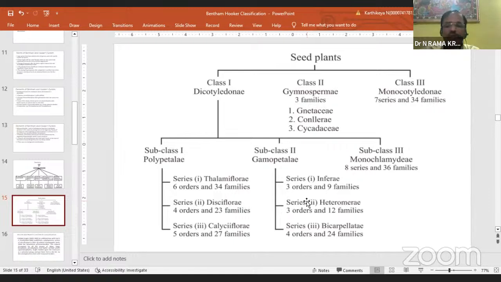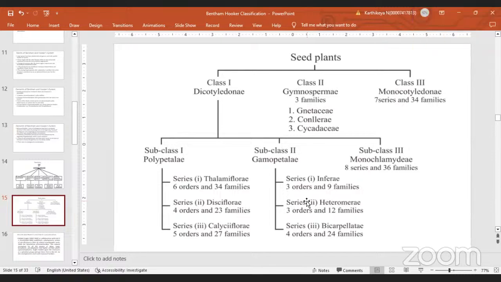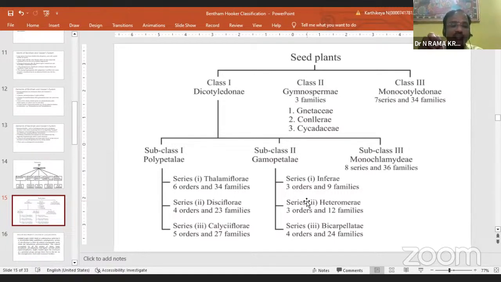Here three series are there. What is Inferae? Please tell me, what is the meaning of Inferae? Ovary is inferior. The stamens usually have many corolla lobes. What's the second? One more easy identification. Already this is in dicots. Dicots means two cotyledons.